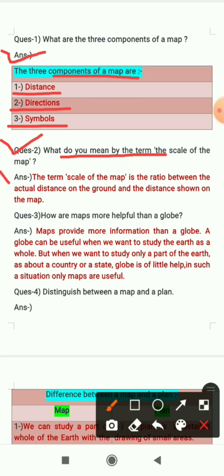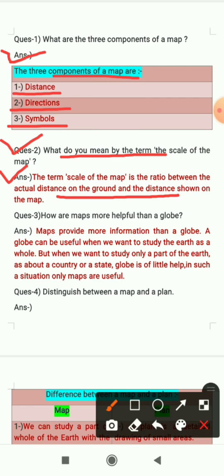The answer is, the term scale of the map is the ratio between the actual distance on the ground and the distance shown on the map. So there is a difference between the actual distance which is on the ground and the distance which is shown on the map, and the ratio between these distances is called the scale of the map.